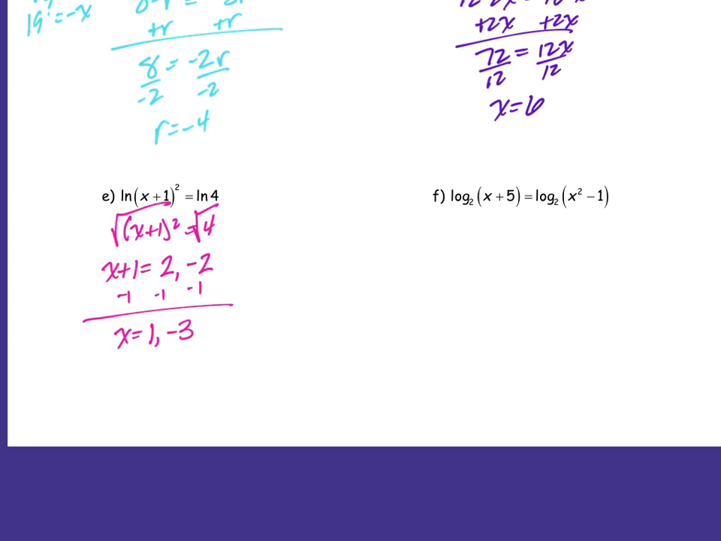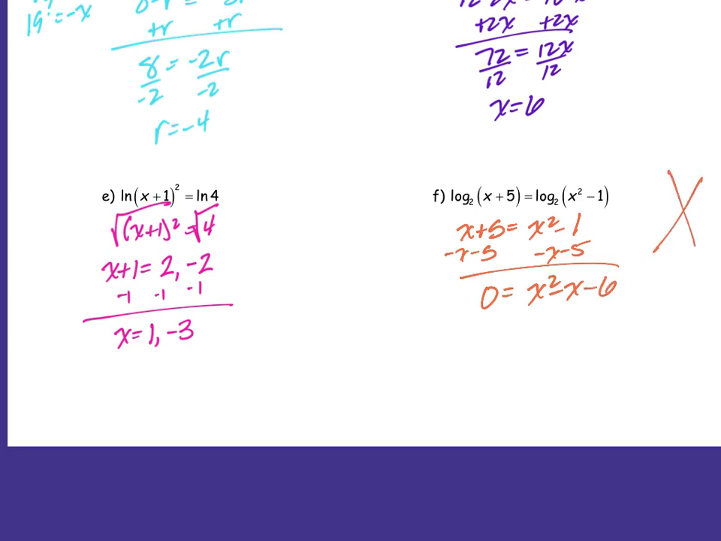And then for F, we've got same bases because they're log base 2. So I have x plus 5 is going to equal x squared minus 1. And I have a square again, so I'm going to bring everything to the same side of my equal sign. So I get 0 equals x squared minus x minus 6. So I can factor that.